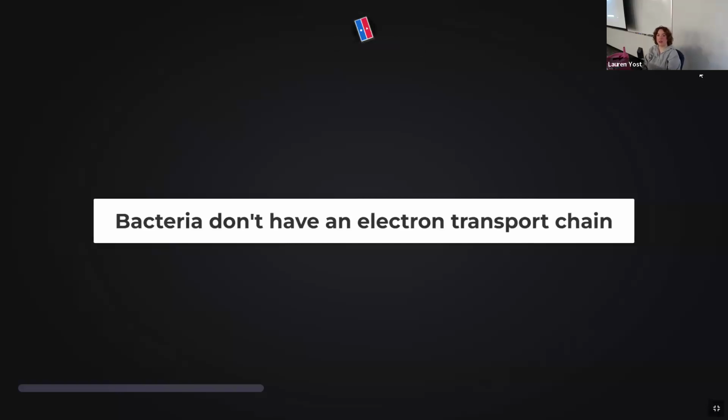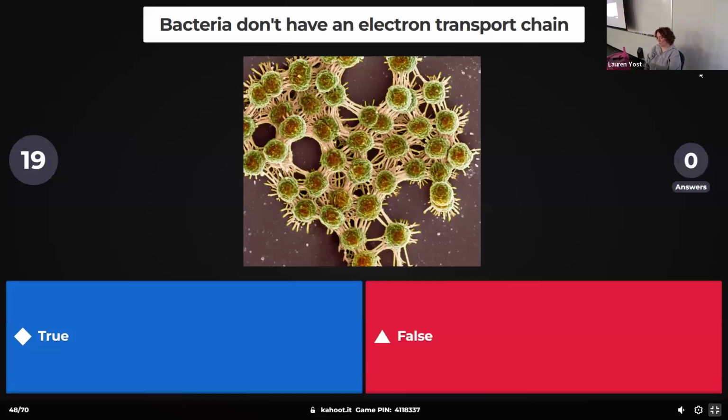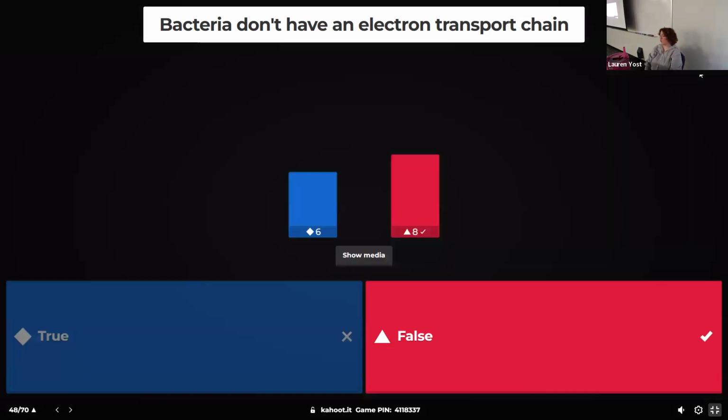True or false? Bacteria don't have an electron transport chain. So this is false. They do have an electron transport chain. And where would it be found in bacteria? On their inner membrane. Remember, we had a quiz question about this. It said to compare and contrast the locations of the electron transport chain in eukaryotes versus bacteria.